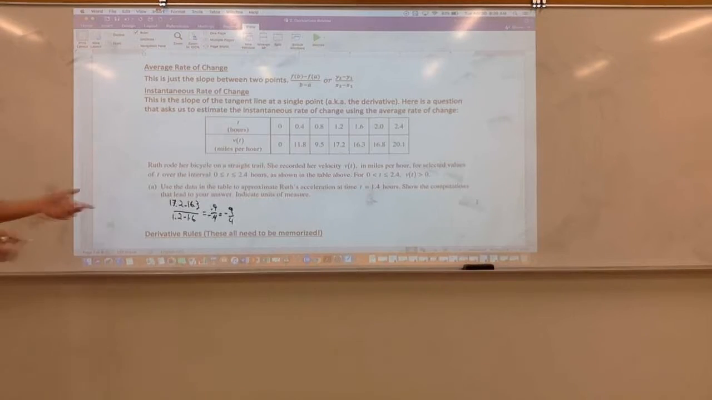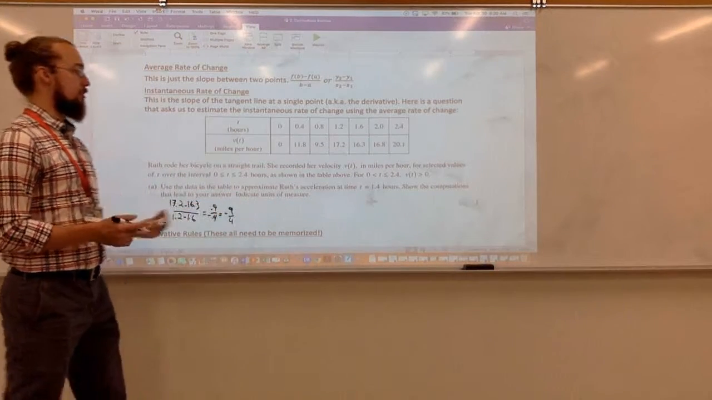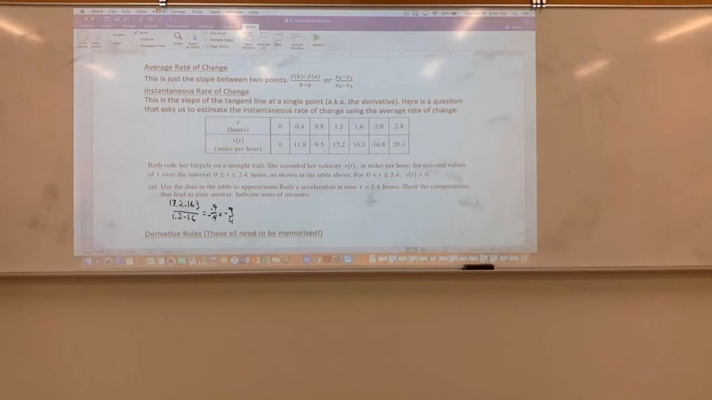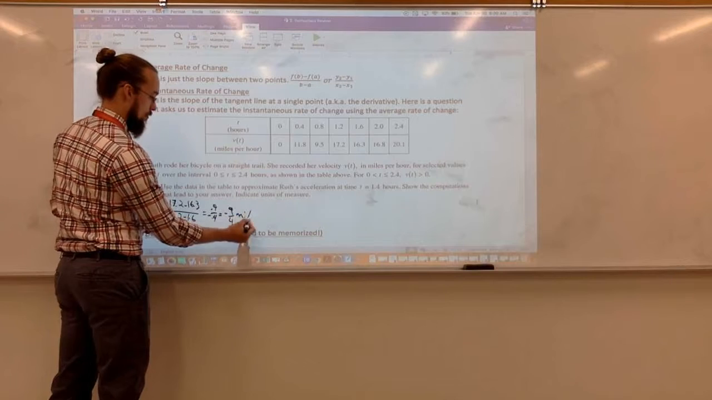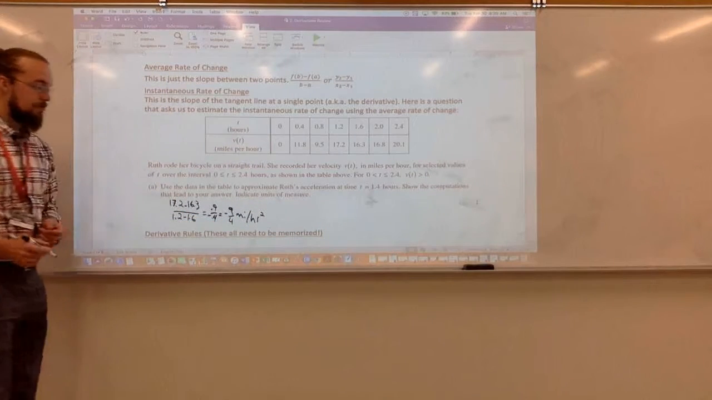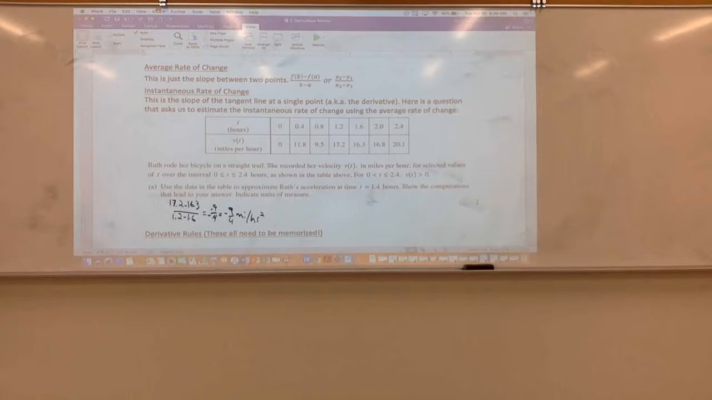So if we are using acceleration, what would my units of measure be here? Miles per hour per hour. Okay, so that's an example of average rate of change. So that part A in a free response like that would probably be worth 2 points, right? And all we did was find the slope. Okay. Questions so far?